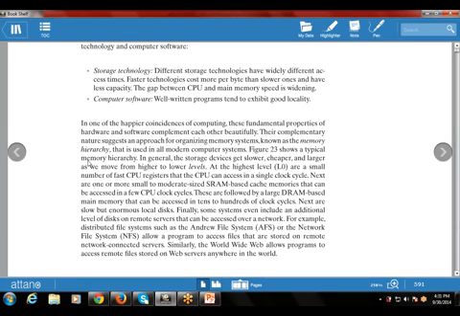Figure 23 shows a typical memory hierarchy. In general, the storage devices get slower, cheaper and larger as we move from the higher level to the lower level. As I told you, when we come from the top to the bottom, the devices become slower, cheaper and larger. At the highest level, that is L0, are a small number of fast CPU registers that the CPU can access in a single clock cycle.